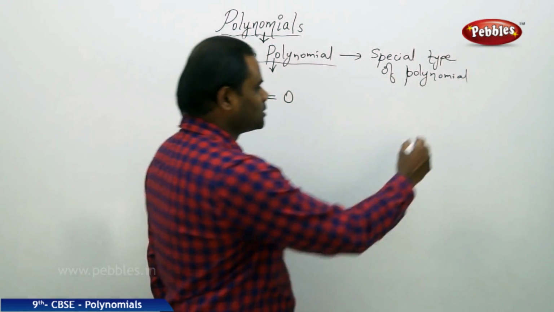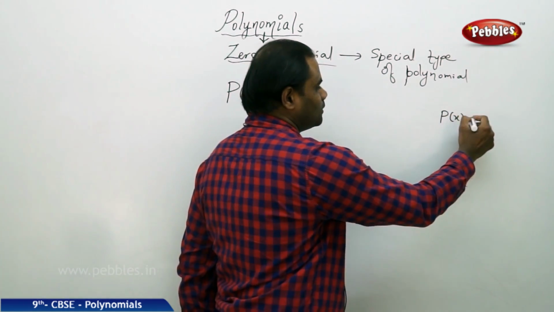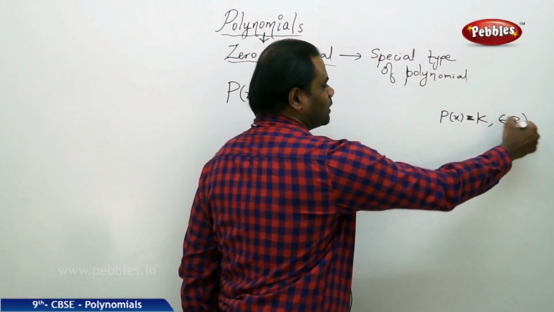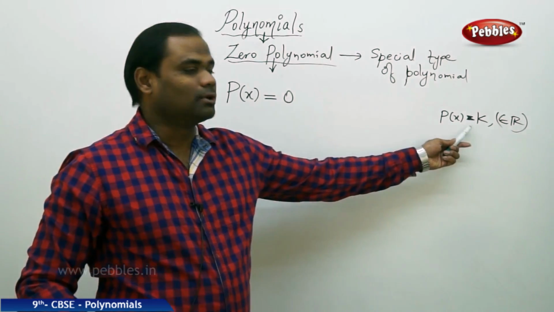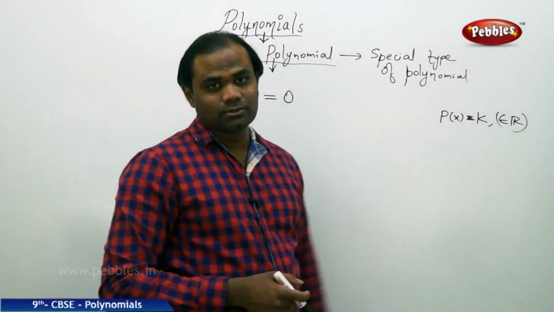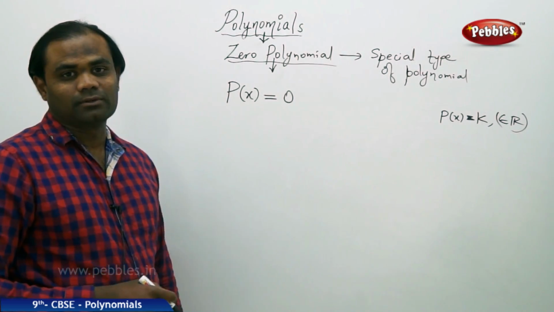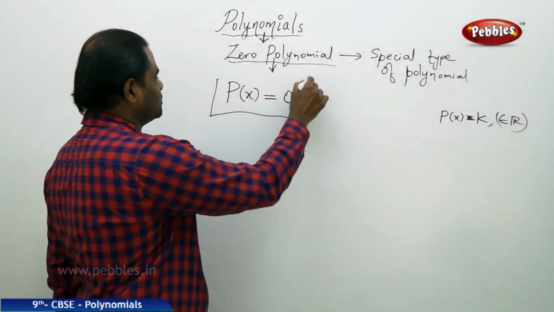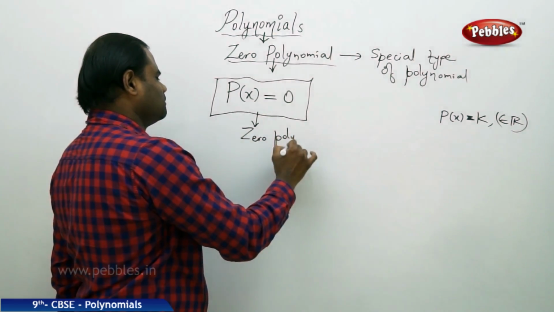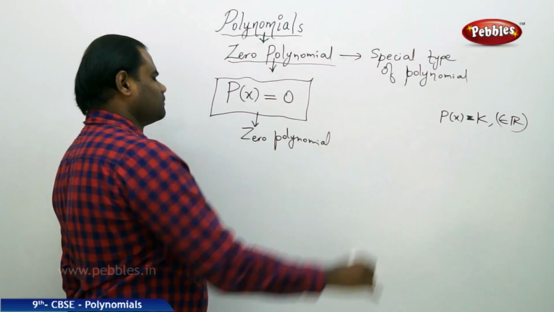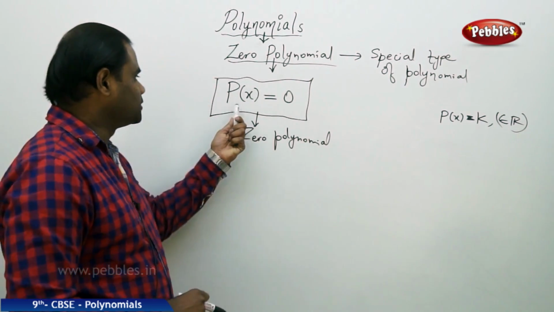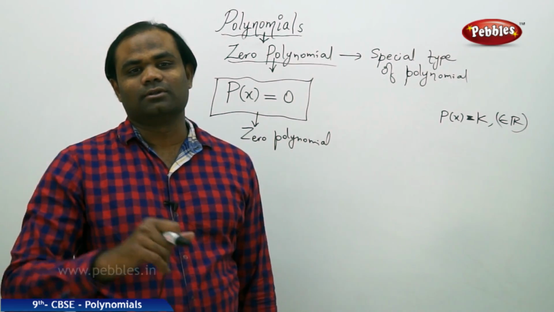We know that a constant polynomial is a polynomial which just has its k belonging to R, called a constant polynomial, k being any real number. If that real number is exclusively the value 0, then this polynomial is called a zero polynomial. That is how we define the zero polynomial with its own definition. P of x equals 0 is called a zero polynomial.